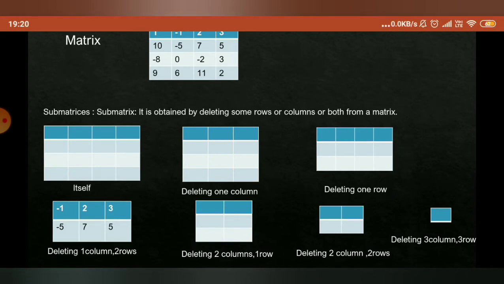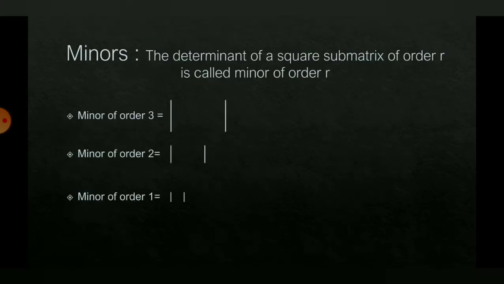Now after submatrix, the next concept that must be understood before defining rank is minor. So what is a minor? Minor is the determinant of a square submatrix of order R. If we say minor of order R, that means you have different submatrices obtained from a given matrix. So when you find the determinant of a square submatrix, that is called a minor.